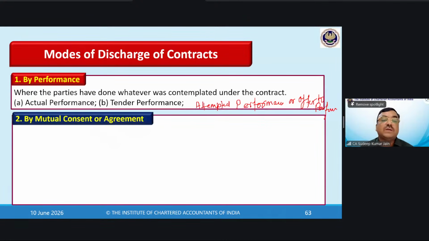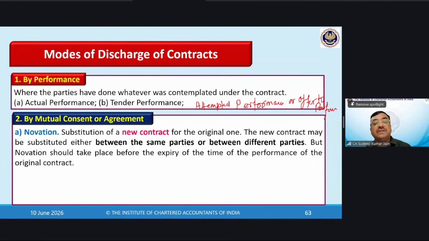Next point, by mutual consent or agreement, or mutually decided. First is novation. Suppose a contract was entered between A and B, by which A will transfer the car to B for rupees 2 lakhs. On a certain date after the contract is entered, B says, sir, I do not agree to purchase this car, I am ready to purchase another car. Suppose A has two cars, one red and one black. B says, sir, I am not ready to purchase the red car for 2 lakhs, I can purchase your black car. A says, okay. So there is a new contract between A and B for sale of the black car.